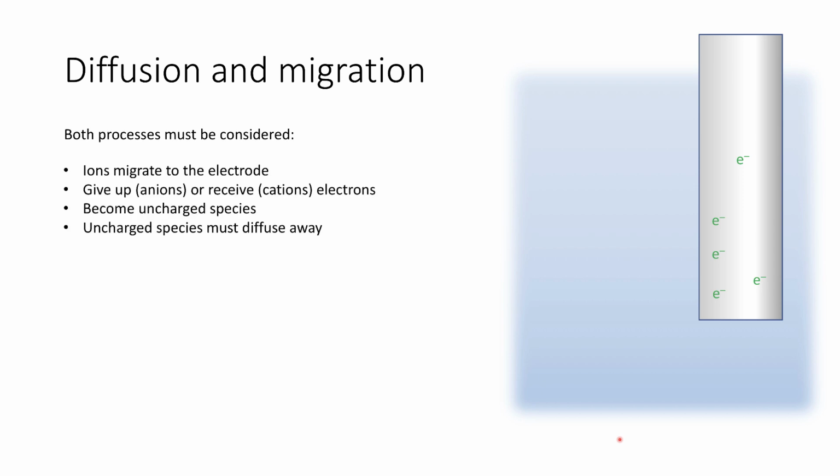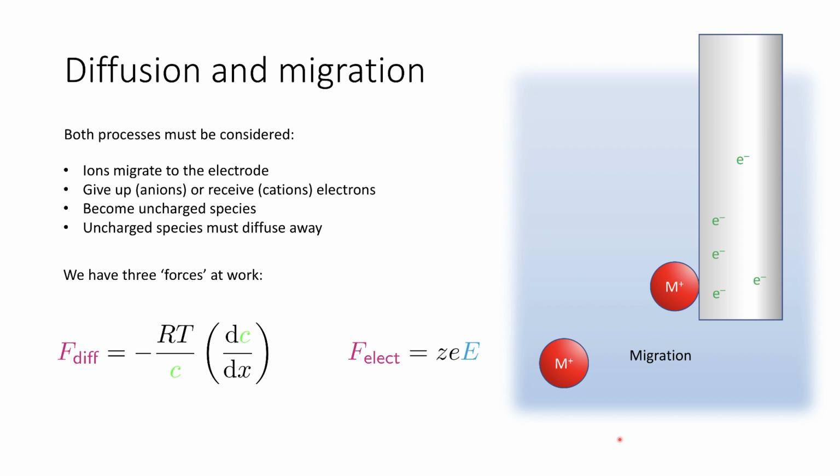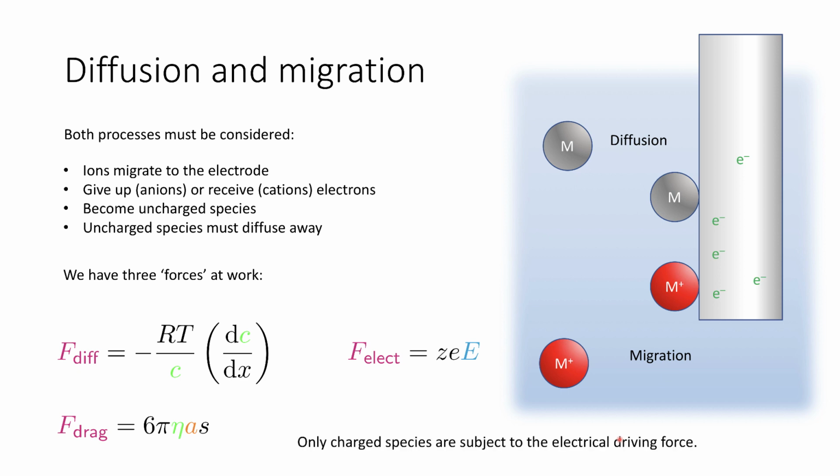So we have a great deal going on. We have diffusion and migration processes happening. We have diffusion due to concentration gradients. We have migration due to electric fields, but we need to consider both whenever we're looking at our system. Ions migrate to the electrode. They give up electrons, or they receive electrons, depending on whether they're anions or cations, and become uncharged species. And those uncharged species must diffuse away. So we have three forces going on here. We have the diffusion as things move across their concentration gradient, and we have the electrical force, which is drawing our ions to the electrode. And fundamentally, each of them is experiencing a drag force. But only the electrically charged species are subject to that electrical driving force.